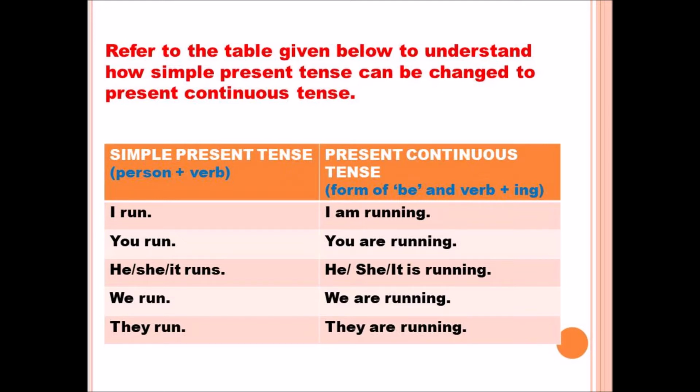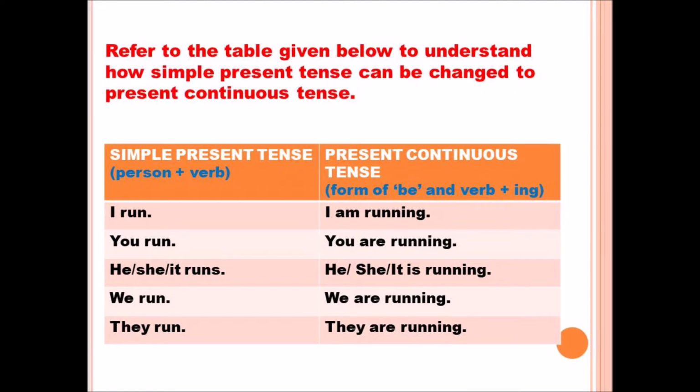The first line, see, I run. Here I is the person and run is the verb. Here run is given in present tense. So I run is a simple present tense. So how do we change it into present continuous tense? How will it be? We must add be form of verb, verb plus ing. Before that we'll have the subject, right? So I run can be changed into I am running. Here am is the be form of verb, run is the verb, and we have added ing with it. So simple present is changed into present continuous tense.